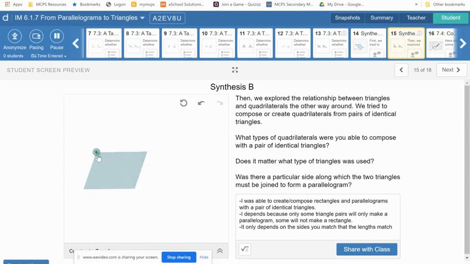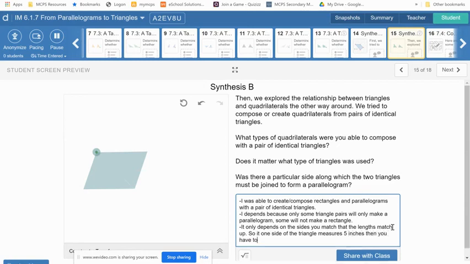So this side on this triangle, the first one, let's say it's 5. This one also has to be 5 on this side, so they have to match up. So if one side of the triangle measures 5 inches, then you have to match it up with the other triangle that is also measuring 5 inches. There we go. Boom, done.